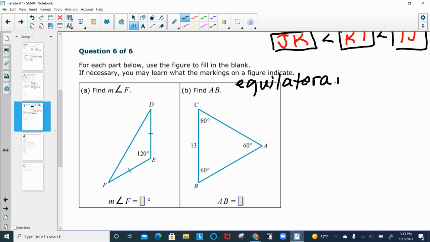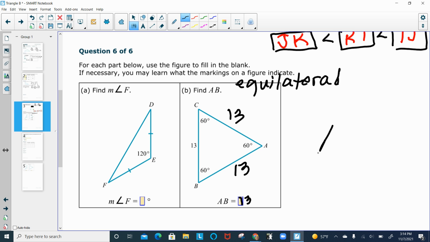And the reason that I know it is equilateral is because they've given me 60, 60, and 60, which means all of my angles are the same. So if I tried to cover up one and find the smallest and the medium and the largest side, there isn't a small, medium, large. They're all the same size. So that means that if one of the sides is 13, all of the sides are 13. And so they're looking for AB, which is right here, and we would type in 13.